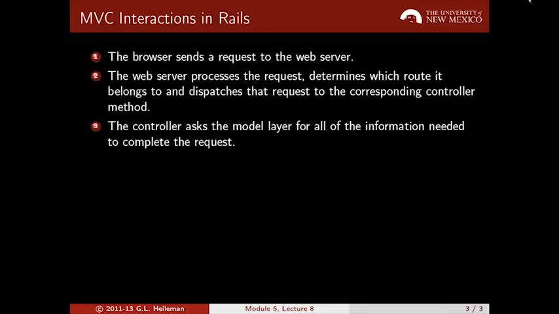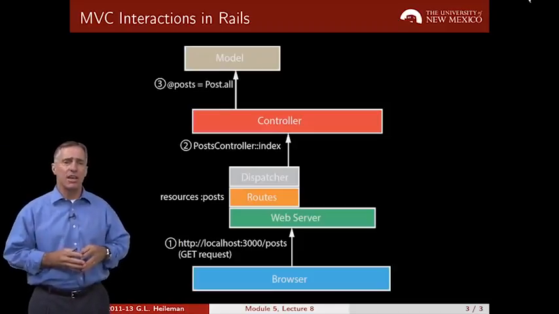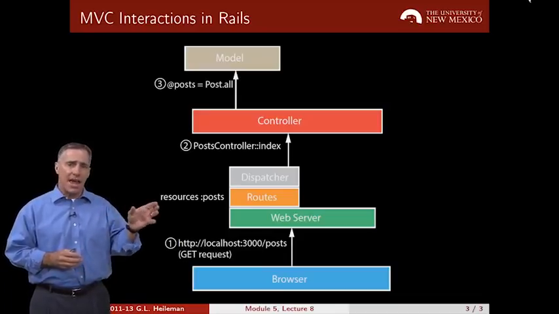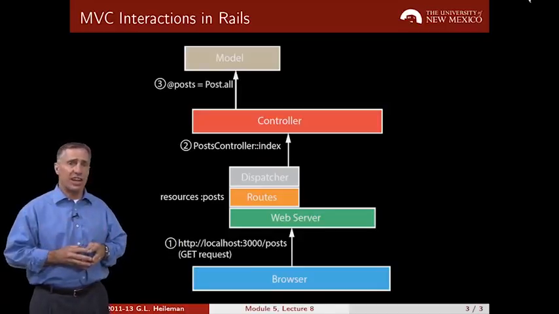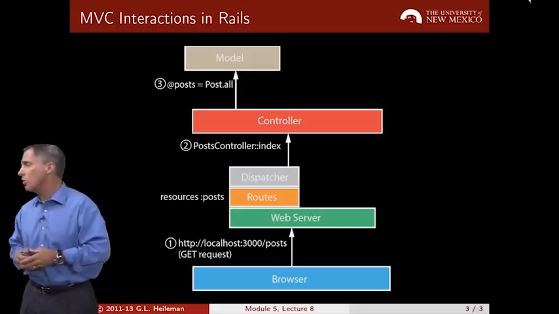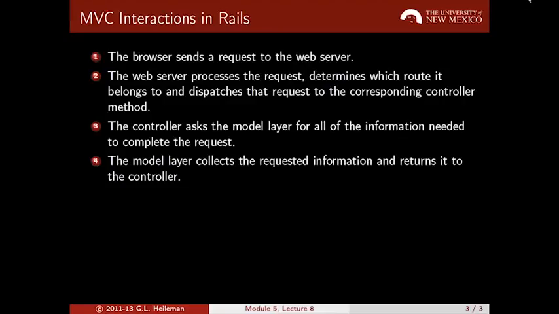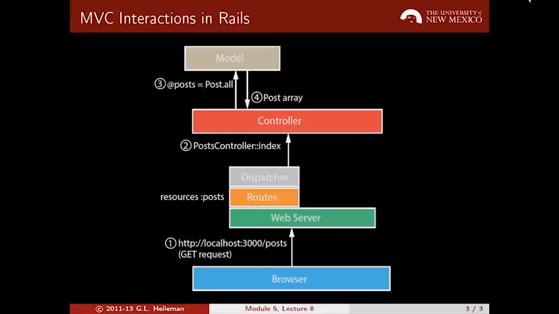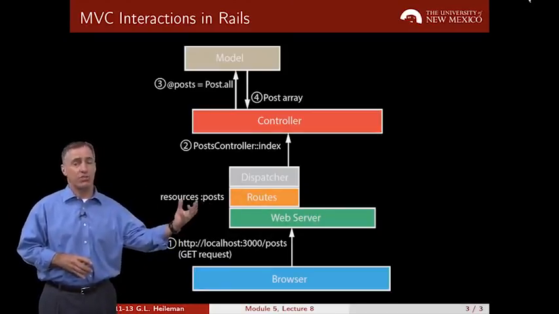It finds it, and the controller then asks the model for all of the information needed to complete that request. In our case, what that means is it wants all of the posts so it can create an index of them. And so if you look inside your controller on step 3, there's the @posts variable, and we're doing Post.all, which is an Active Record call to get all of the posts and then assign it to that instance variable called @posts. The next step is the model layer collects this information and returns it to the controller. So that's shown here. There's an array that's returned, and that's assigned to @posts, and now that's available.